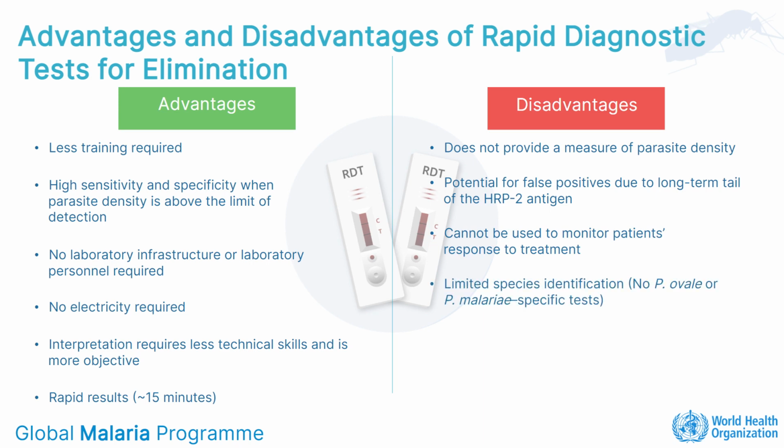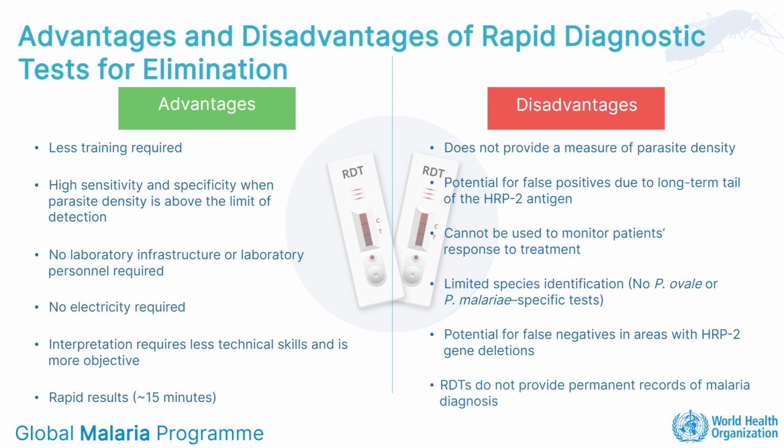In the last few years, we have started to detect parasites that have deleted the HRP2 gene. RDTs based on HRP2 may provide false negative results when such parasites are causing the infection. WHO, partners, and countries are monitoring the situation to ensure that steps are taken to minimize the impact of HRP2 deletions, and the industry is prioritizing the development of new tests that are not HRP2 based. RDTs do not provide permanent records, as both negative and positive tests may change over time.